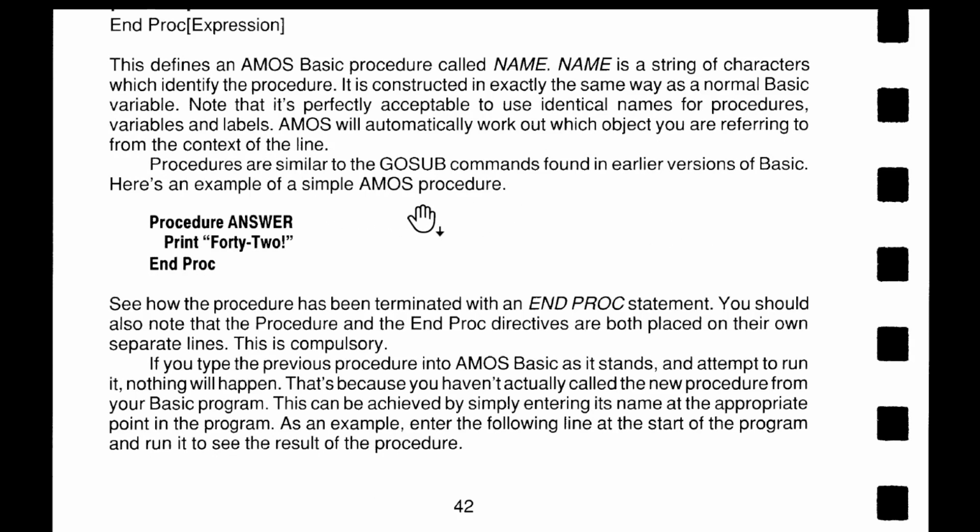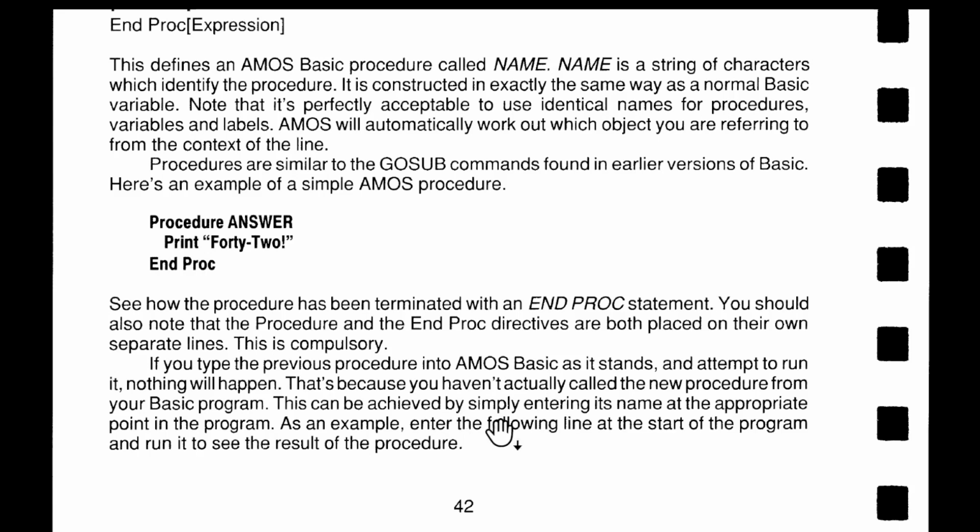Here's an example of a simple AMOS procedure. Procedure answer: Print 42. See how the procedure has been terminated with an End Proc statement? You should also note that the Procedure and the End Proc directives are both placed on their own separate lines. This is compulsory. If you type the previous procedure into AMOS BASIC as it stands, and attempt to run it, nothing will happen. That's because you haven't actually called the new procedure from your BASIC program.